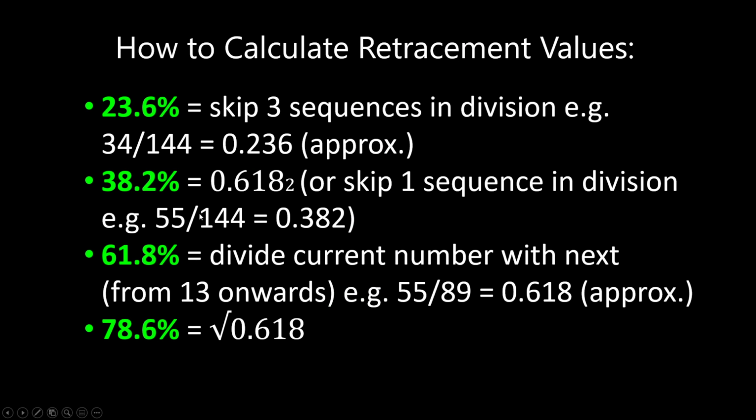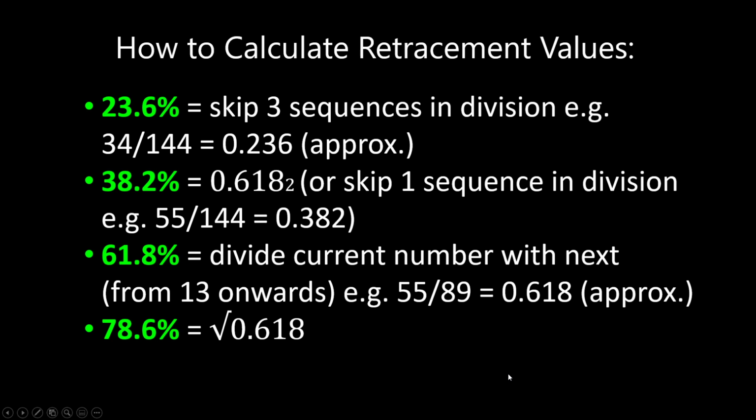The 38.2 is 0.618 squared, or you can skip one number in the sequence in division, right? So it's 55 divided by 144, so that's 1. The 61.8 is you divide one number by the next number, so 55, 89, so on and so forth. You can do that out to infinity and you'll get as close to 0.618 as possible. And then the 78.6 is the square root of 61.8, or that little golden ratio. So that's how we actually calculate these.